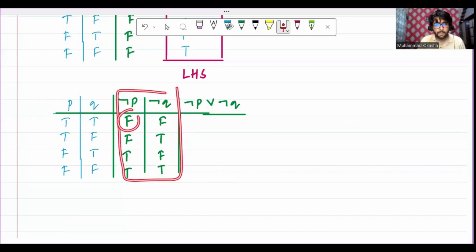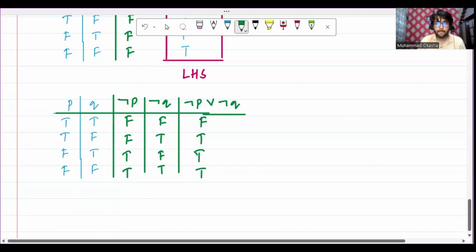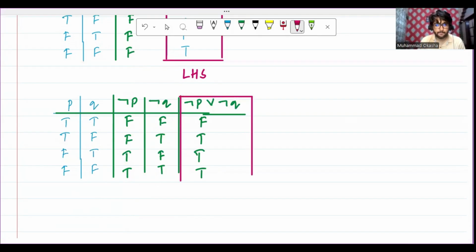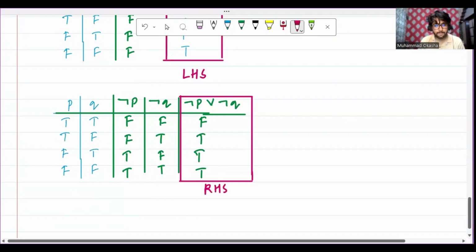Let me write this down real quick. False, false would be false. False, true would be true because one of them is true, true, and true. This is my answer for the right-hand side. This is my answer for the RHS, which is the right-hand side.